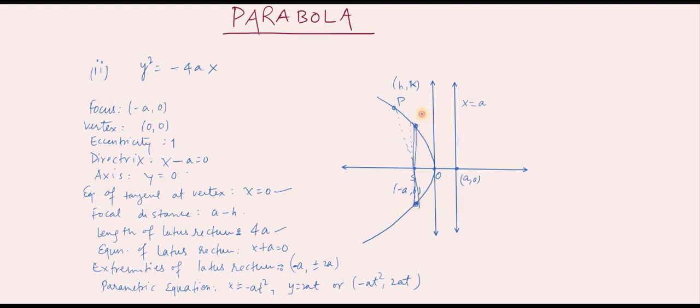coordinates of these points Q and Q' have x-coordinate minus a. In the case of y square is equal to 4ax, it was (a, plus minus 2a), but here it's (-a, plus minus 2a). That means one of the coordinates, Q, will be (-a, 2a), and Q' will be (-a, -2a). Parametric equation is x is equal to minus at square, y is equal to 2at, and in coordinate form we can write it as (-at square, 2at), where t is a parameter and t is any real number.